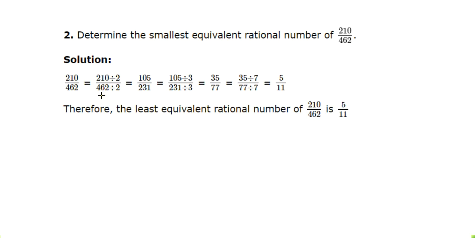So first of all, if I divide both the numerator and denominator by 2, I will get 105 upon 231. Then again, if I divide both of them by 3, I will get 35 upon 77. If I again divide them by 7, I will get 5 upon 11, which is in its lowest form. So it is the least equivalent rational number of 210 upon 462.